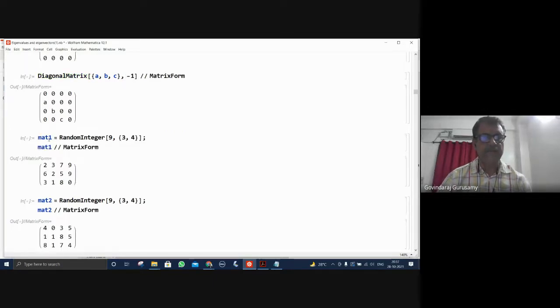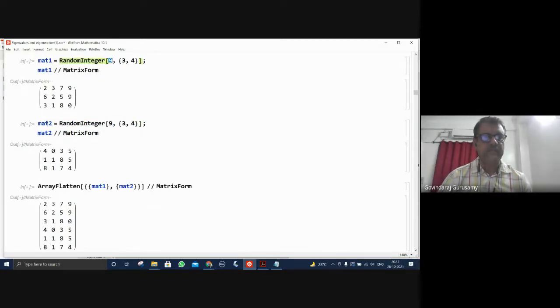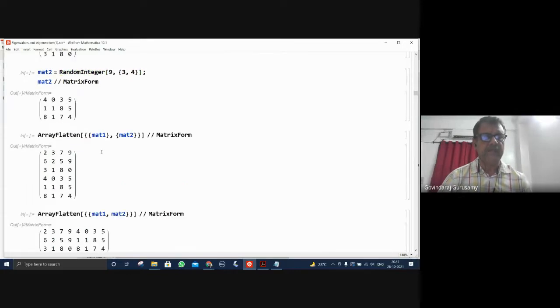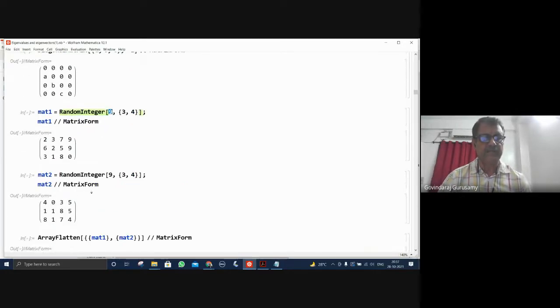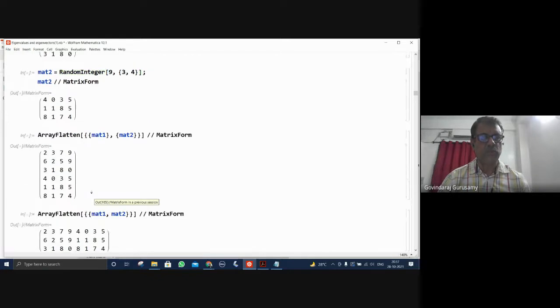So here, matrix 1, random integer 9, which means I decided to have numbers 9 and less than 9, 3 by 4, which means 3 rows and 4 columns. That's the matrix form. This is another matrix 2, 9, 3 by 4. Of course, the same thing, but you get different numbers because of the random. So I have 2 different matrices, mat1 and mat2.